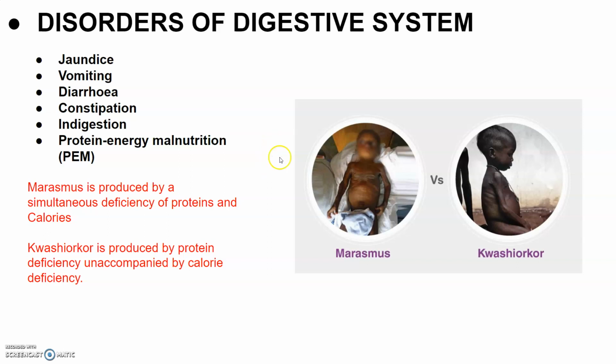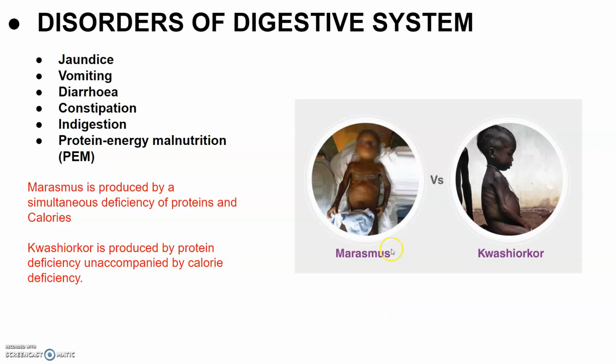PEM affects infants and children to produce marasmus and kwashiorkor. Marasmus is produced by the deficiency of proteins and calories. It is found in infants less than a year of age. If the mother's milk is replaced early by food which is poor in proteins and calorific value, this often happens if the mother has a second pregnancy or childbirth when the older infant is too young.